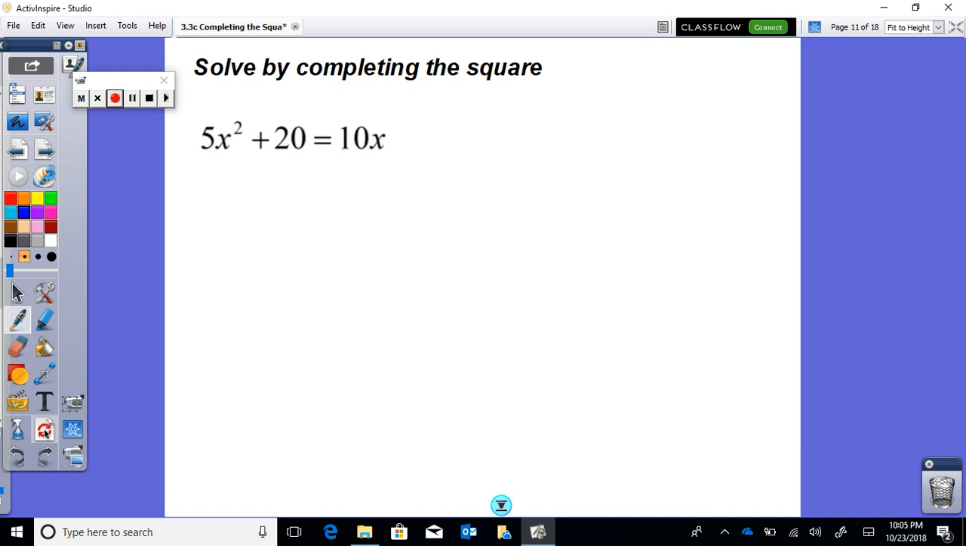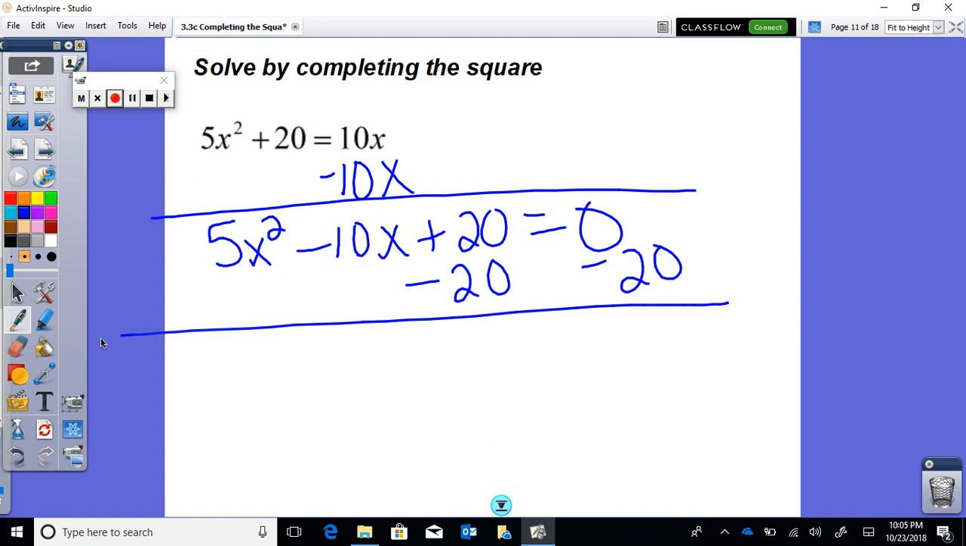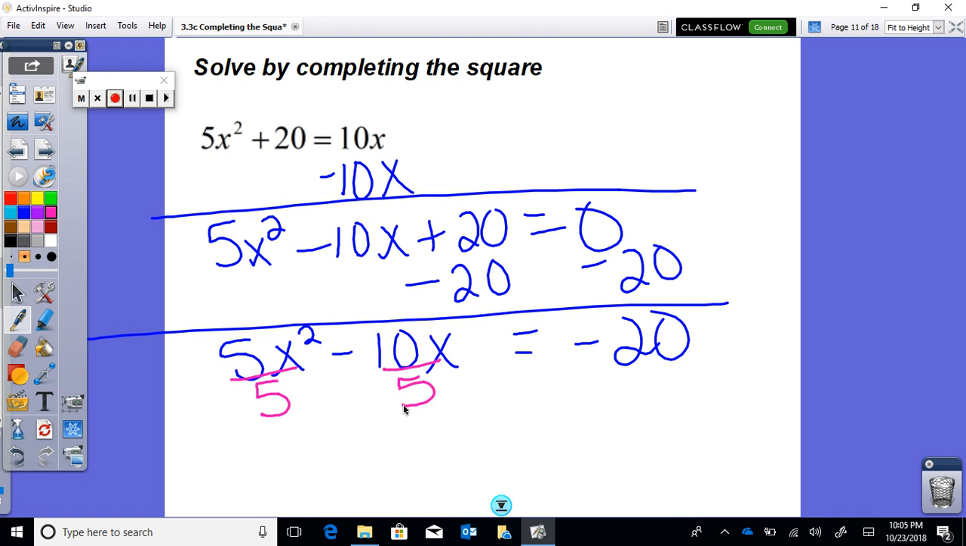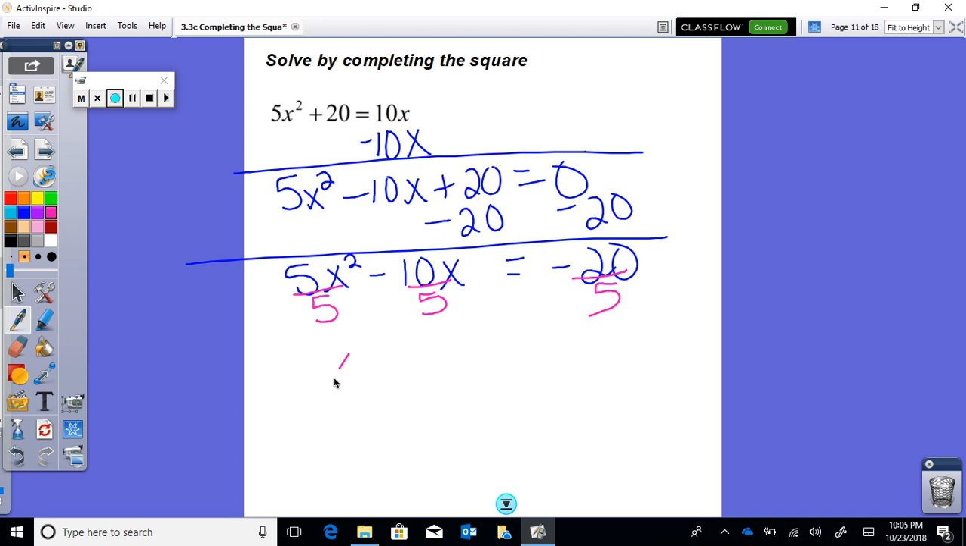So in order to rearrange this a little bit, I'm going to have to subtract 10x and move it to the left. So you get 5x squared minus 10x plus 20. Then I need to move my c over to the right. So this one required a little bit of movement before you can even begin, because you want the c on the right and you want the b term on the left. Then your a must be equal to 1, so you will need to divide everything by 5.